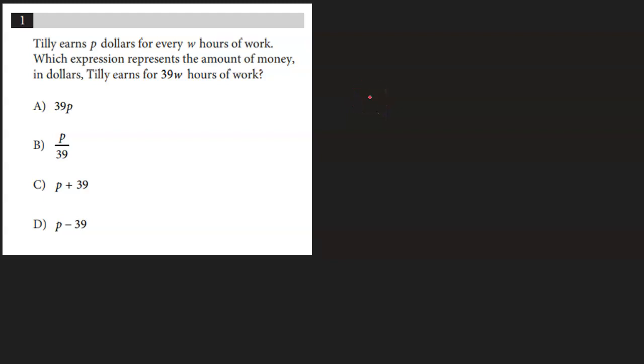All right, this is section 2, test 1 for the math. And then this is question 1. So for every math word problem, write out the information as you read it. So Tilly earns P dollars for every W hours of work. So P dollars per W hours of work equals the amount of money she makes per hour. Which expression represents the amount of money in dollars Tilly earns for 39 W hours of work?